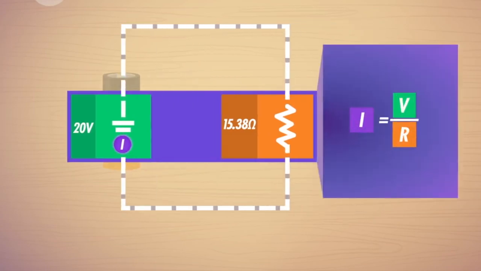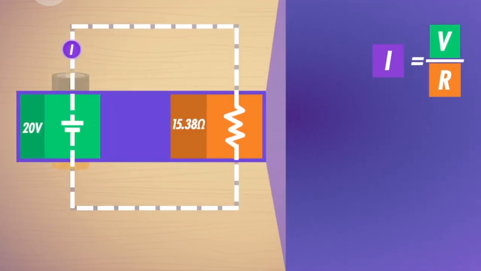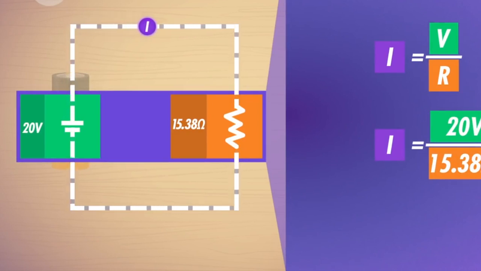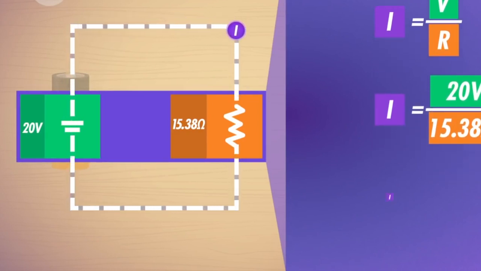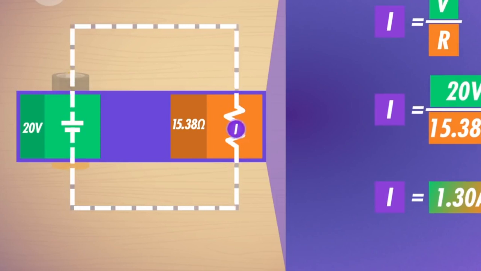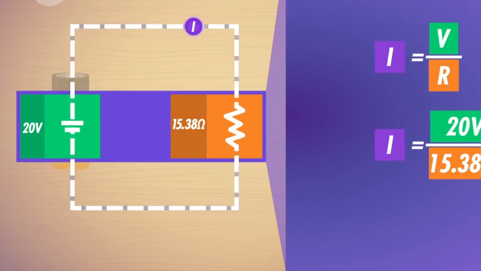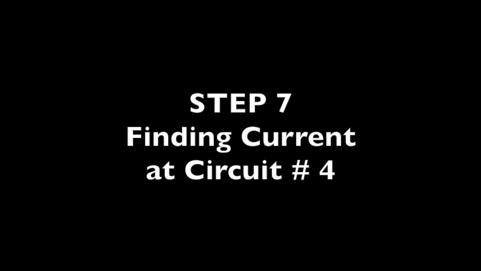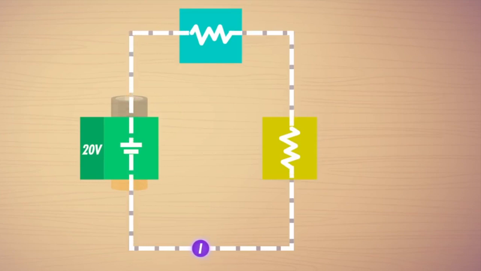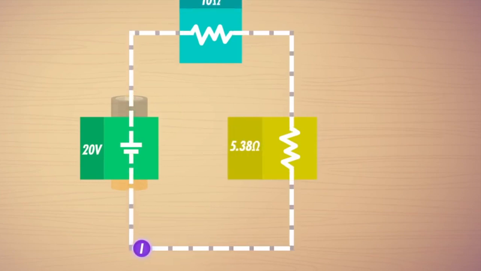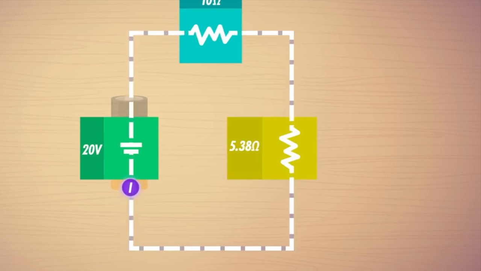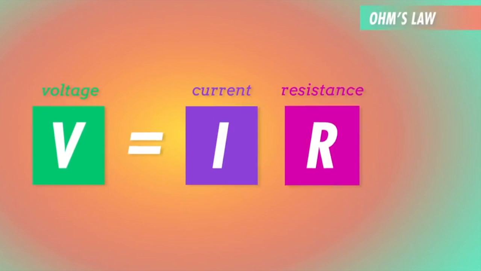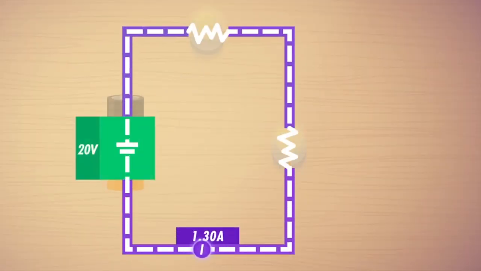Now we have to go back starting from circuit 5 all the way to circuit 1 to get everything: voltage, current and resistance. So circuit number 5, what is the current? 1.30 by Ohm's law. Now let's go back to circuit number 4. Now we have to find the current here. The current is the same in the series circuit, so the current will remain the same. But there will be voltage drop, so we're going to find out the voltage drop.